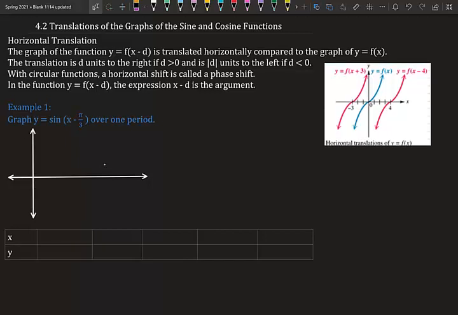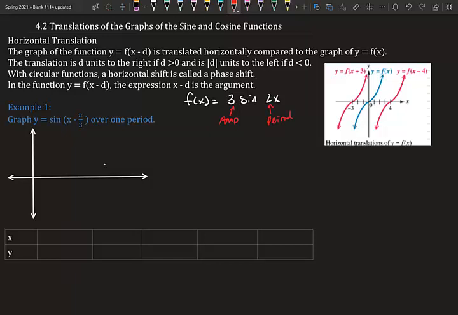4.2 Translations of the graphs of sine and cosine functions. So now we've talked about messing with the period and messing with amplitude. Just as a reminder, when we have our sine and cosine function, I'll use sine as an example, f of x equals 3 sine 2x, that's all we've been working with so far. We've only been working with the amplitude and the period.